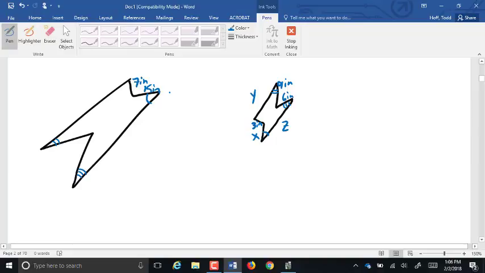Let's make this one here 15 inches. This one here is going to be M. We'll call this 49 inches and 54 inches. In your notes, find those missing sides: X, Y, Z, and M.